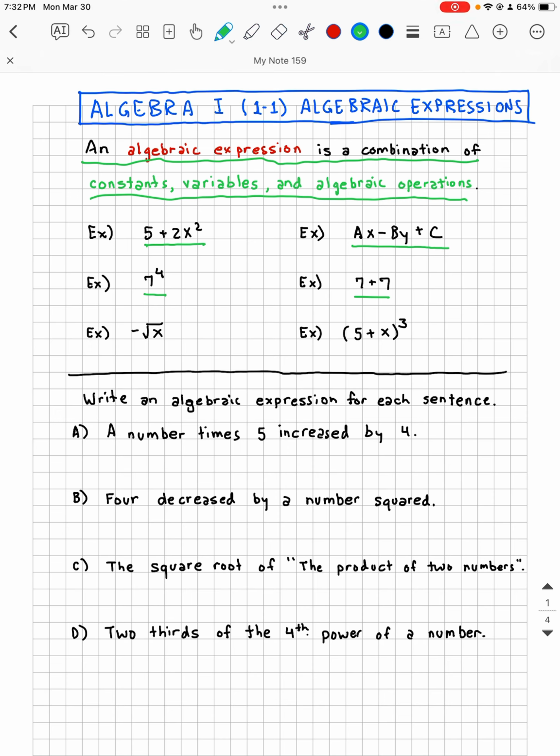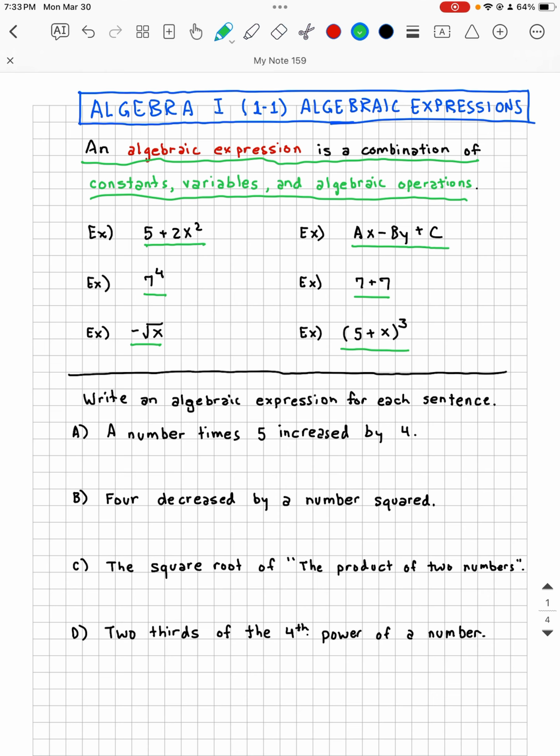Note, everything that I've been using so far follows the rules of having constants, variables, and/or algebraic operations. Next one, we can read that as the negative of the square root of x. If you're not familiar with square root, you're definitely going to get used to it in a while. And finally, for this last one, we would say it's 5 plus x in parentheses to the 3rd power. So that parentheses is going to come in handy. You're going to see that in the future as well.